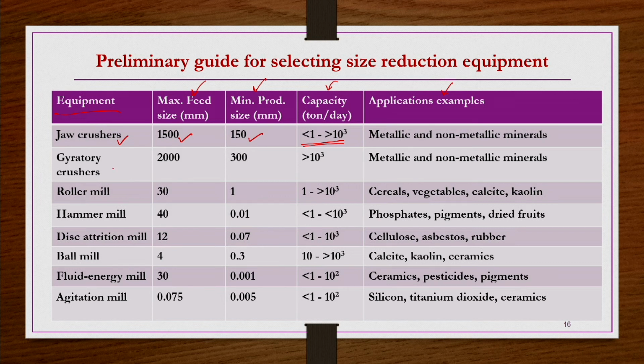Next one we have is gyratory crushers. It can handle a maximum feed size as much as 2000 mm, and it can produce a minimum product size as much as 300 mm.